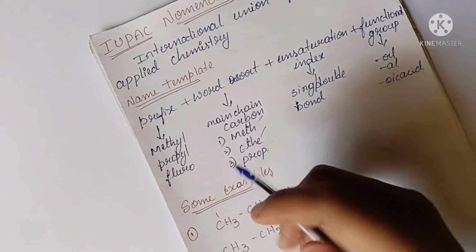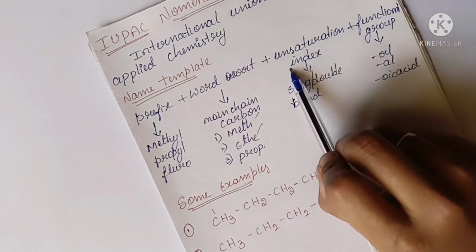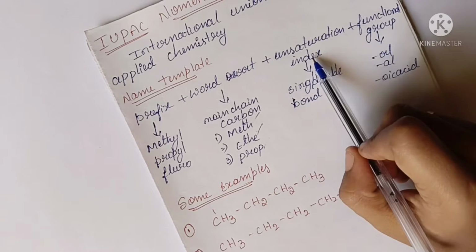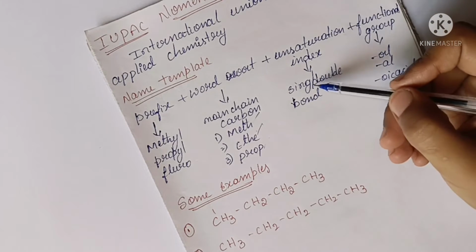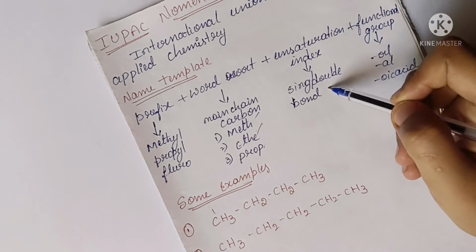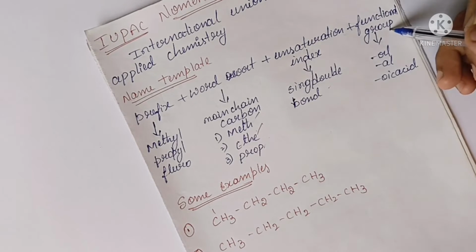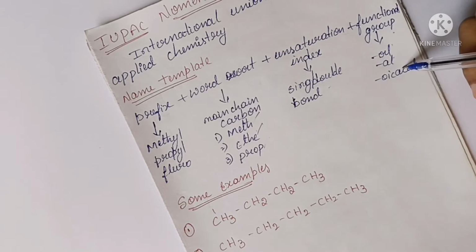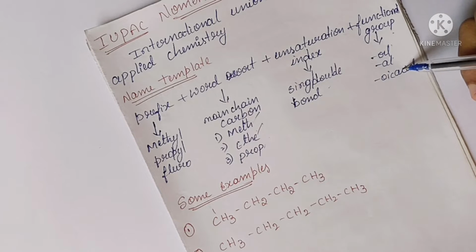During the examples I'm going to explain everything about this. Next we have to see whether it is the unsaturation index or saturation index, as you know, a single bond, double bond or triple bond. And next is the functional group, all about OL, AL, oic acid. In the previous video we discussed this too.